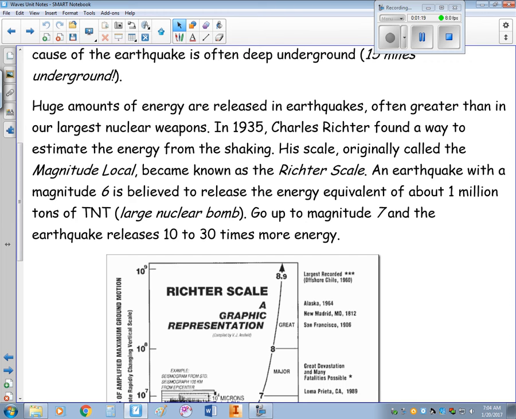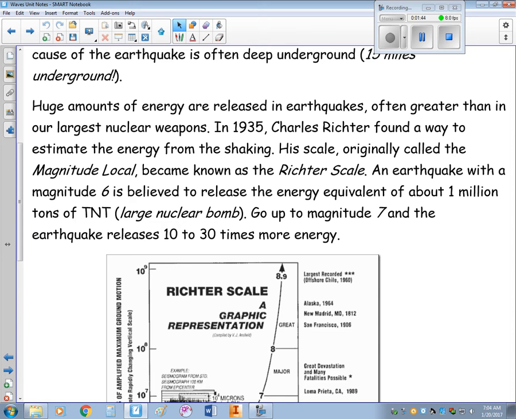Huge amounts of energy are released during an earthquake, much greater than our largest nuclear weapons. So in 1935, Charles Richter found a way to estimate the energy from the shaking. His scale was originally called the magnitude local, and over time became known as the Richter Scale.